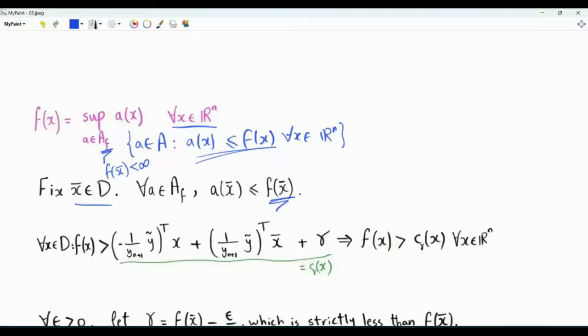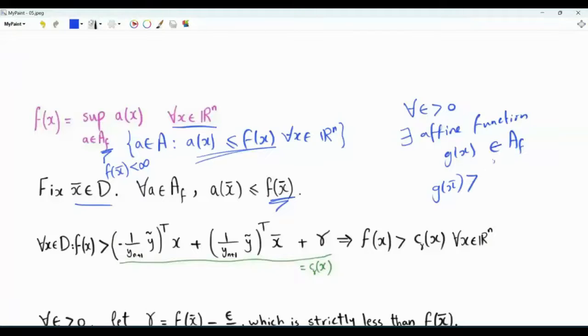But to show that f of x bar is a supremum, we need to show that for every epsilon greater than 0, we can find an affine function, let's say g of x, that is in the set AF, and g of x bar is strictly greater than f of x bar minus epsilon.